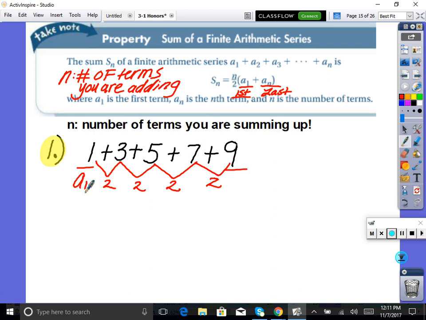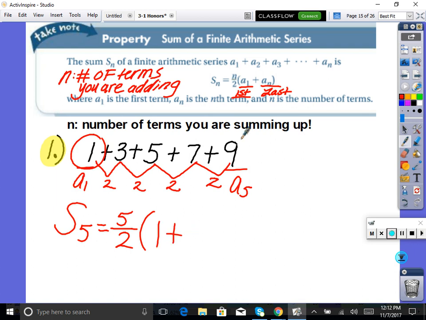So isn't this a sub 1, a sub 2, a sub 3, a sub 4, this is a sub 5. How many terms then are we summing up? So we're summing up 5 terms. I'm plugging it into the formula. That's going to be equal to 5 divided by 2 times a sub 1, which means the first term, plus the last term, and boom, there's your sum. So calculate the sum of those 5 terms.